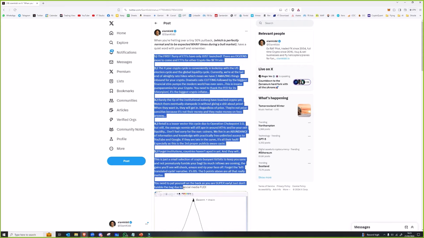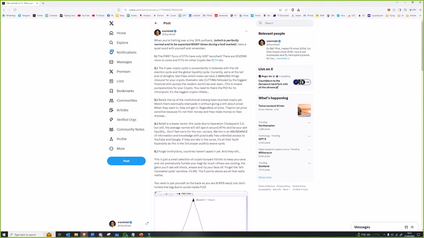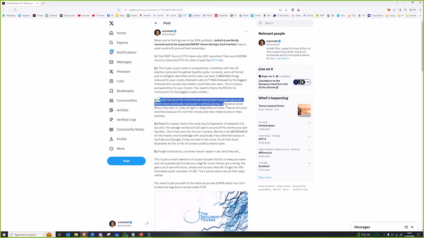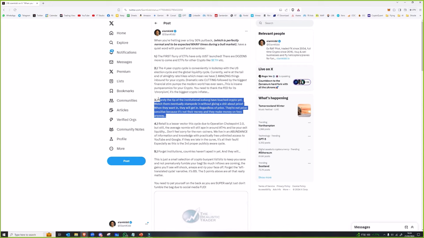So long story short, this is what I mentioned last week, these are the five main tidbits which make me really bullish on where we are now. We've got more ETFs on the way. We've got dramatic rate cutting, which will happen at the same time as financial stimulus. They'll cut rates, then they'll do the stim pumping. Institutions haven't touched crypto yet, which we went through in depth last week. Retail is less of an issue, but they will still ape in.